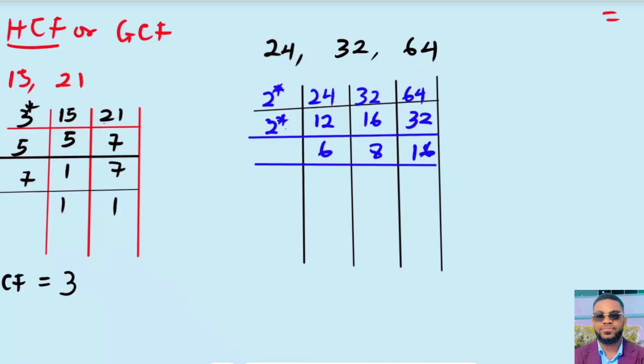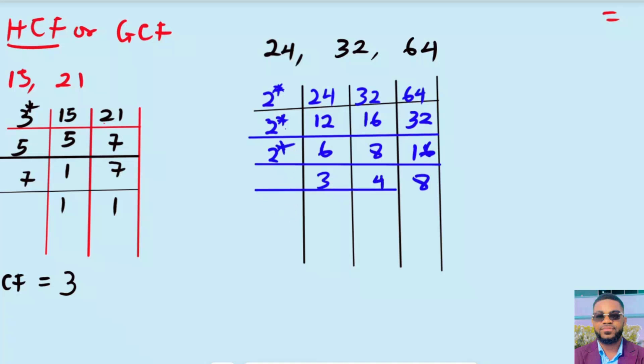Now another one, we have 6, 8, and 16. I can still think of 2 once again. 2 goes into 6, 3 times. It goes into 8, 4 times. And it also goes into 16, 8. It is able to go into the 3 numbers once again here. So I have to take these 2 once again.